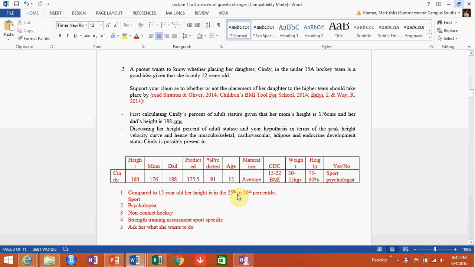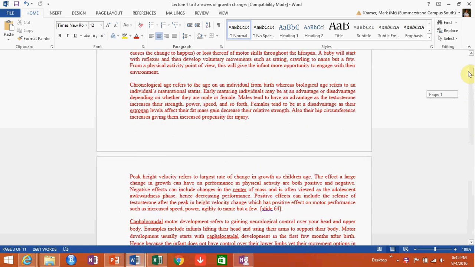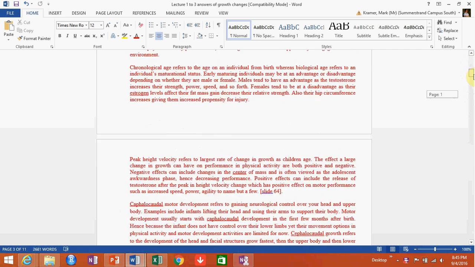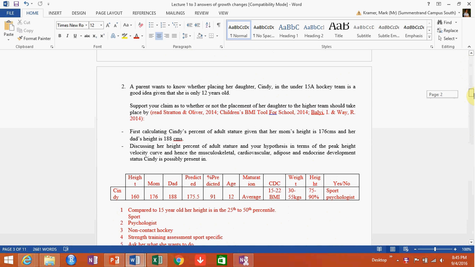Okay, welcome back. This is part 2 of our growth and development homework assignment 1, where we continue now with the practical applications of these terms that you now know, and we have given you a brief overview of what each means. Now we're going to a practical example.